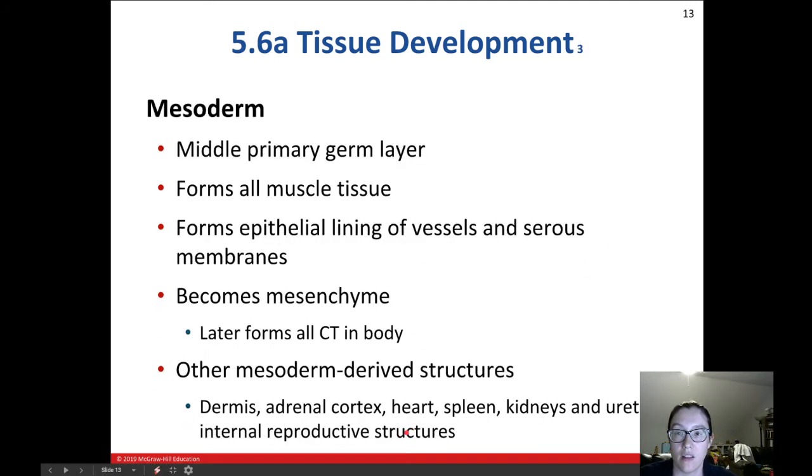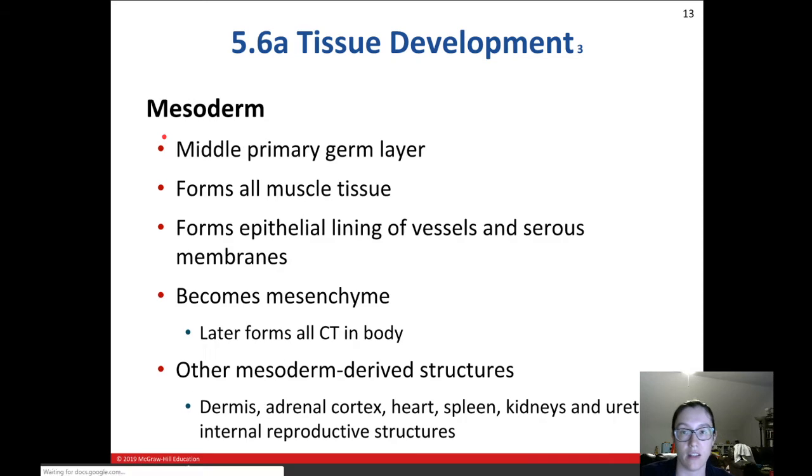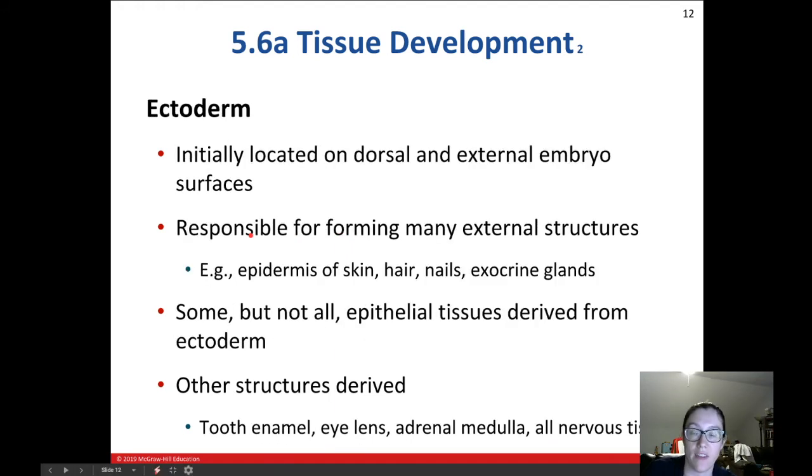So primarily, the endoderm has a lot of epithelial stuff coming from it. It's like the innermost layers. The mesoderm is the middle. It forms muscle tissue as well as connective tissue and some epithelial lining. And then the ectoderm forms some more epithelial. So all three layers form some of these epithelial linings, and then specifically all nervous tissue.